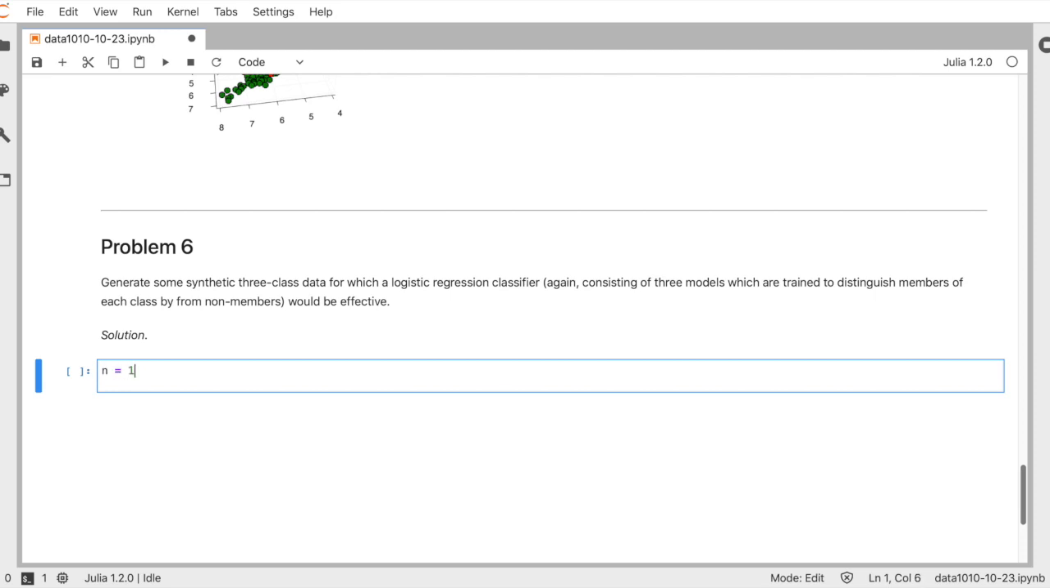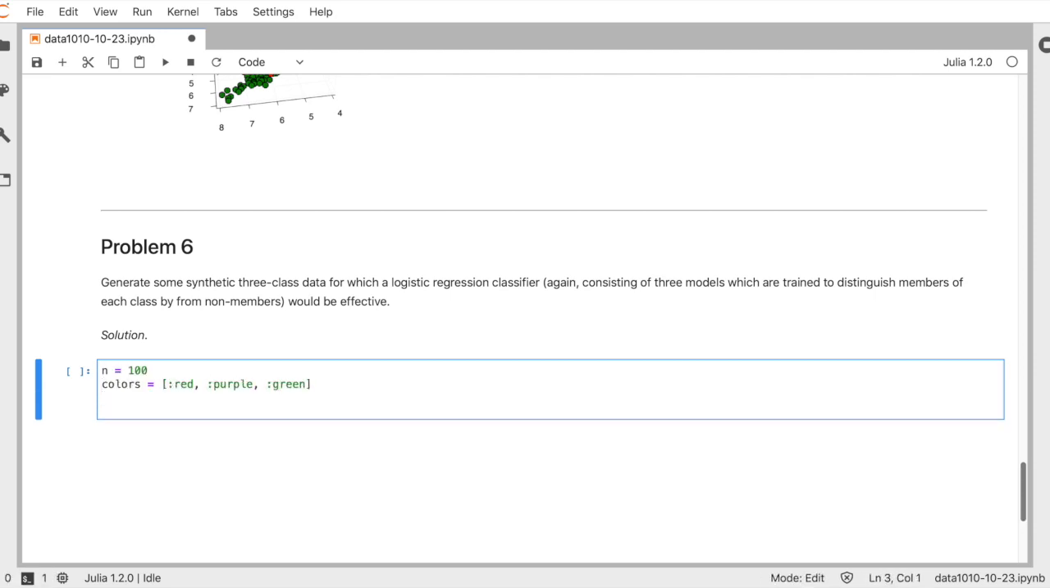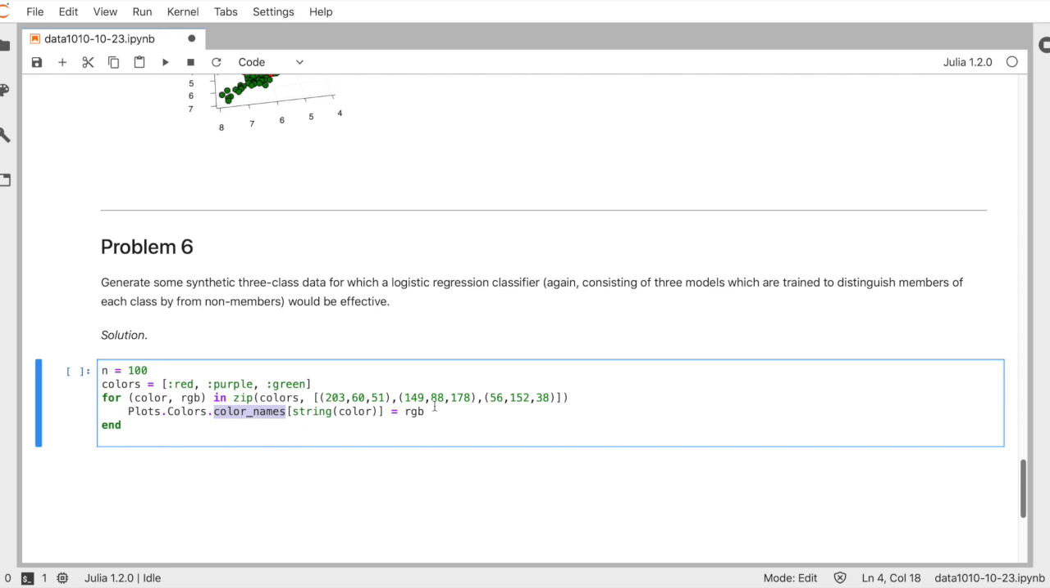So we'll make clumps of 100 points each. So we'll choose red, purple, and green as our colors, since those are the colors of the Julia logo. And actually, just for fun, I want to use the exact colors of the Julia logo and not just generic red, purple, and green. So the way we can do that is by overriding this color names dictionary, which contains the RGB triples for each color name.